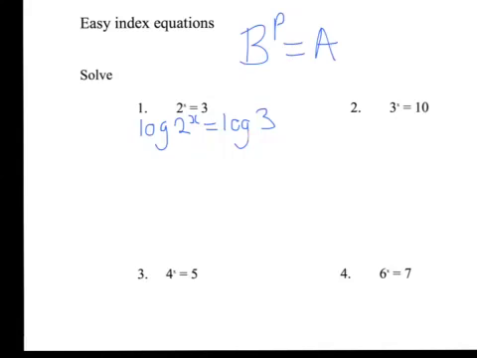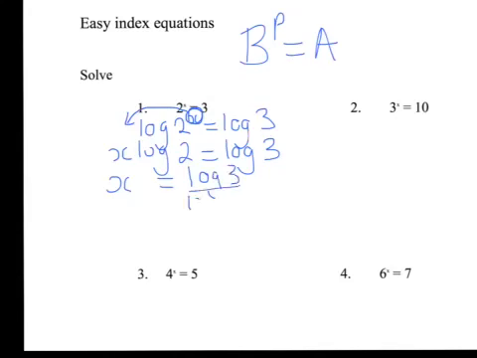Now, in the last video, we talked about this power rule, and you can see that I've got a little power here. I'm using my power rule. I'm going to move him down in front. So I'm going to end up with x log 2 equals log 3. And then I'm going to divide both sides by log 2. So I'm going to end up with log 3 divided by log 2. Now, if you grab your calculator and type in log 3, press equals and then divide by log 2, and then press equals, my calculator tells me that the answer is 1.584962501, but I'm going to round it to 1.584.